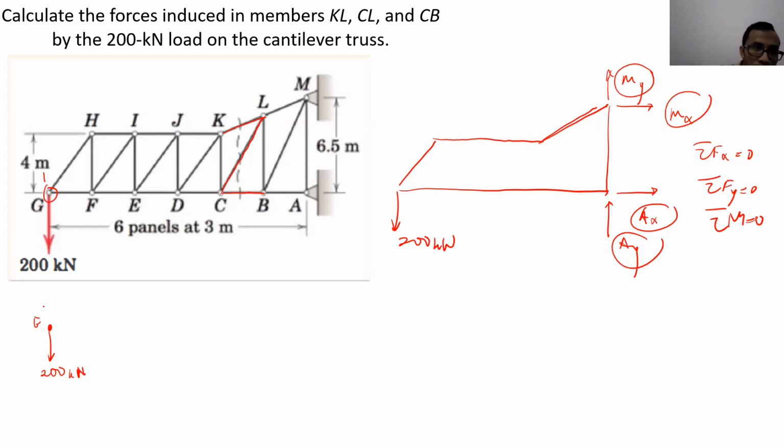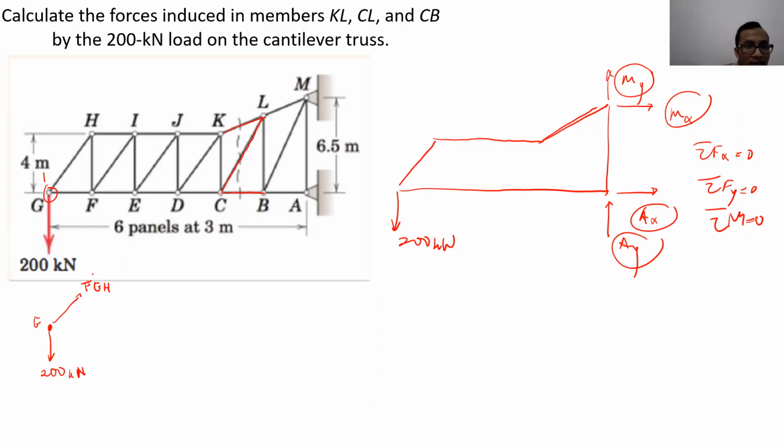GH, do you know the value of the internal force of GH? No, right? If we don't know the force value yet, we are supposed to assume it as tension or compression, as we did yesterday. Tension. So it's supposed to be going to the top right or bottom left? Top right. Right. So this is FGH.